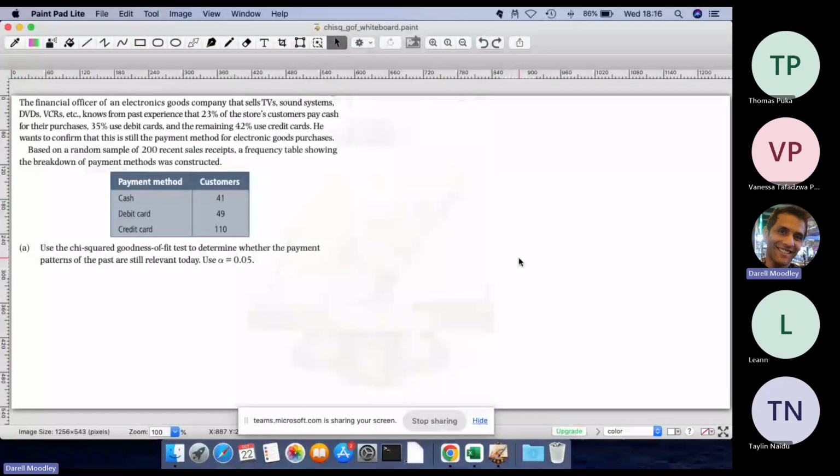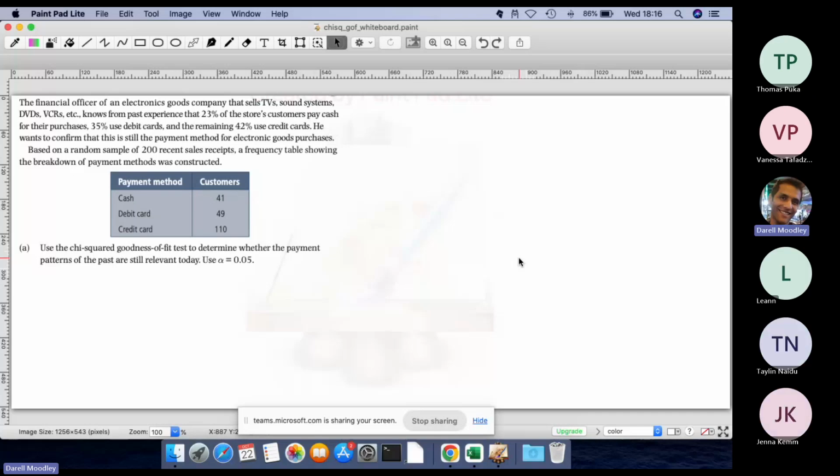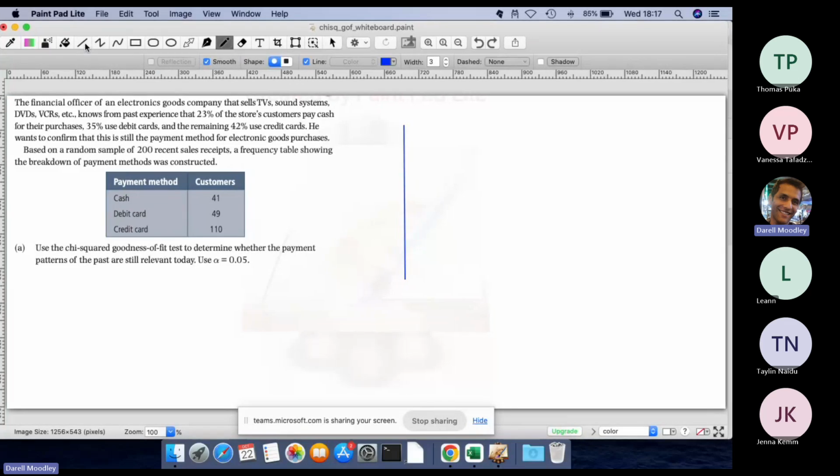Okay, so before you read through this question, let me talk about what the chi-squared goodness of fit is. To explain it, and we do use this in the real world, it's quite important. So let me give you an example. I'm going to draw a bar graph, a stacked bar graph, but I'll explain what that is exactly in a second.